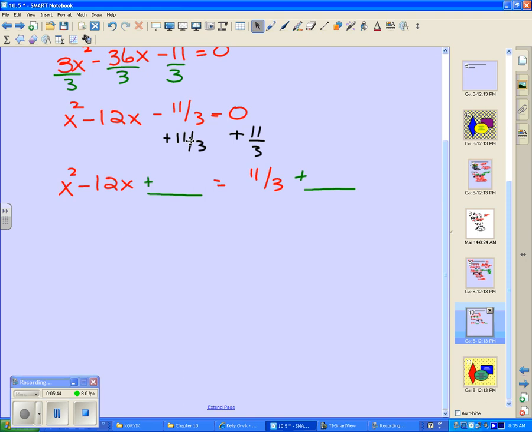Add your new C value on. In this case, b divided by 2 is going to be negative 12 divided by 2 squared, so 36. Okay, now, again, if you add these two together using your calculator, you're going to get an ugly decimal that we don't want to round. So how do we get around that?